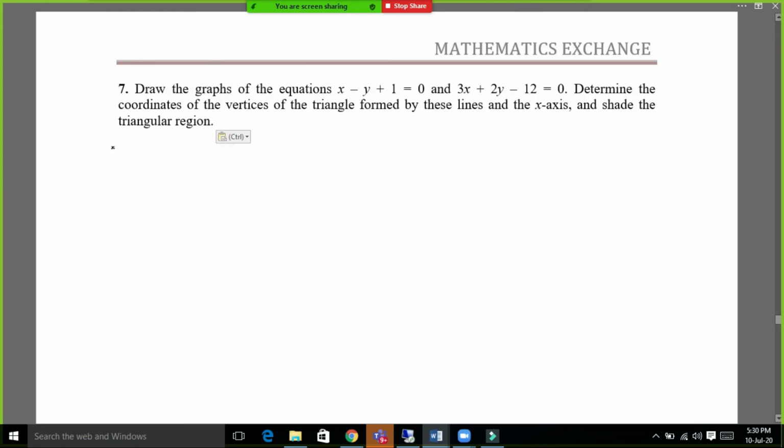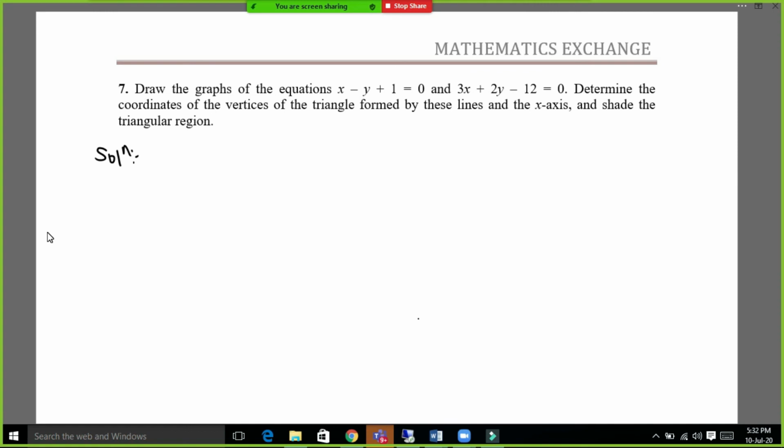Question number 7. Draw the graphs of the equations x minus y plus 1 equal to 0 and 3x plus 2y minus 12 equal to 0. Determine the coordinates of the vertices of the triangle formed by these lines and the x-axis and shade the triangular region. So we have to draw the graph of these two equations and find the coordinates of the vertices of the triangle formed by these lines with the x-axis.